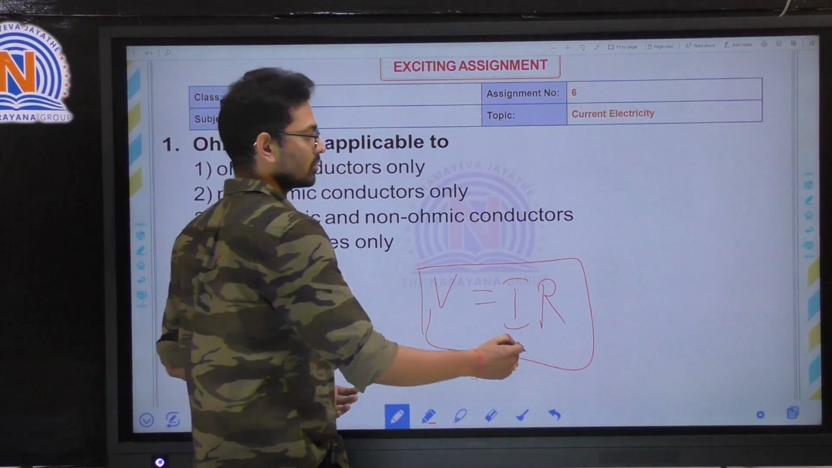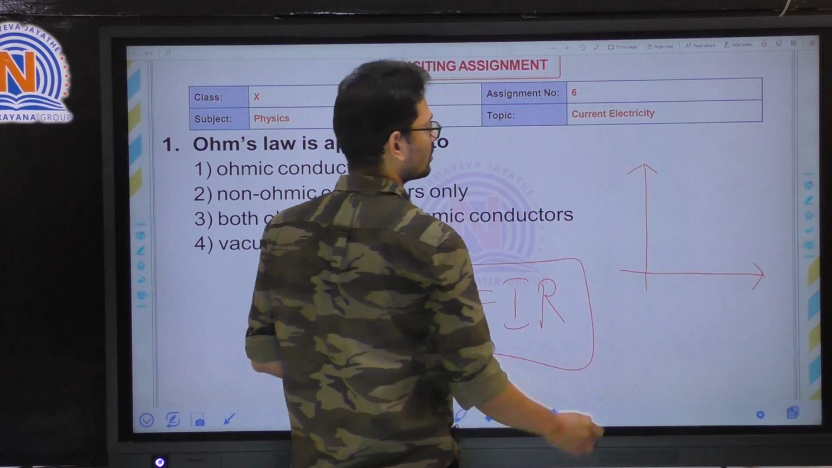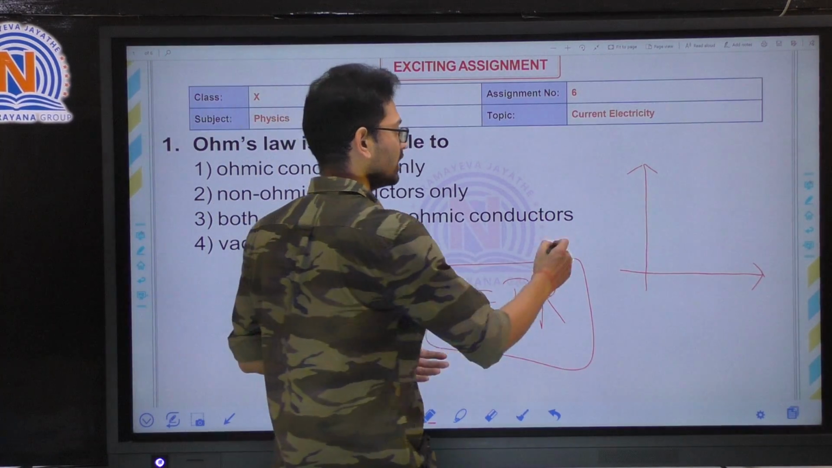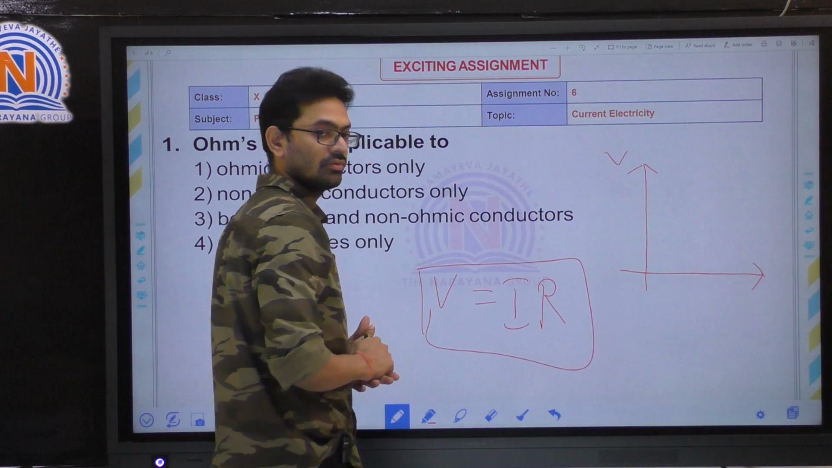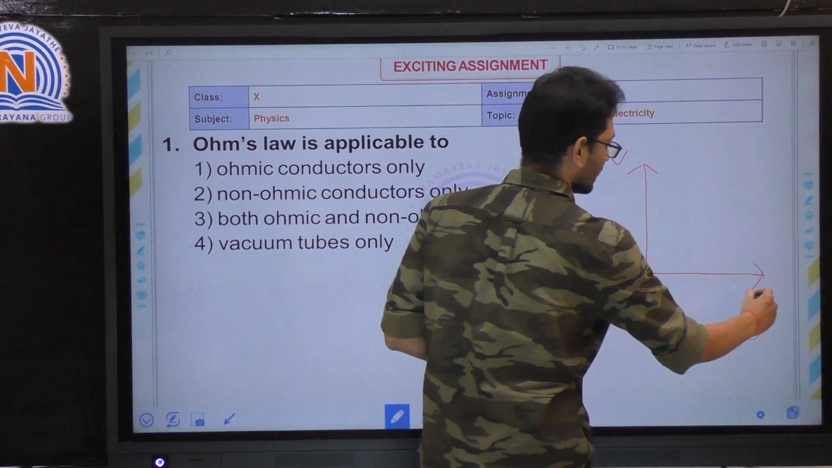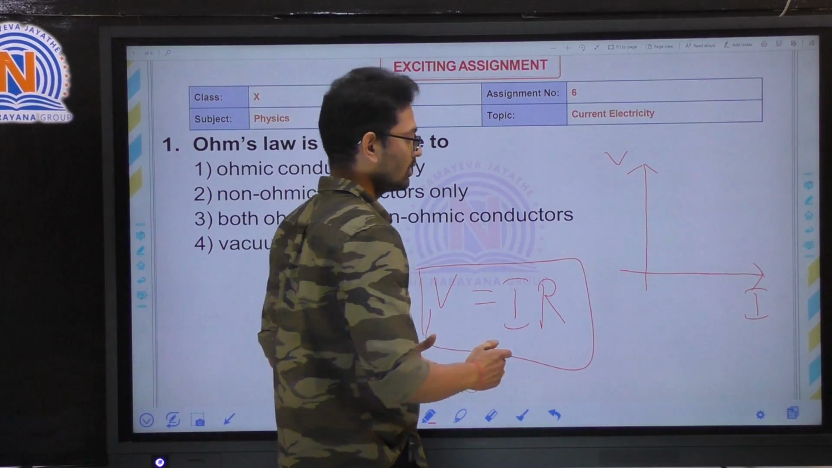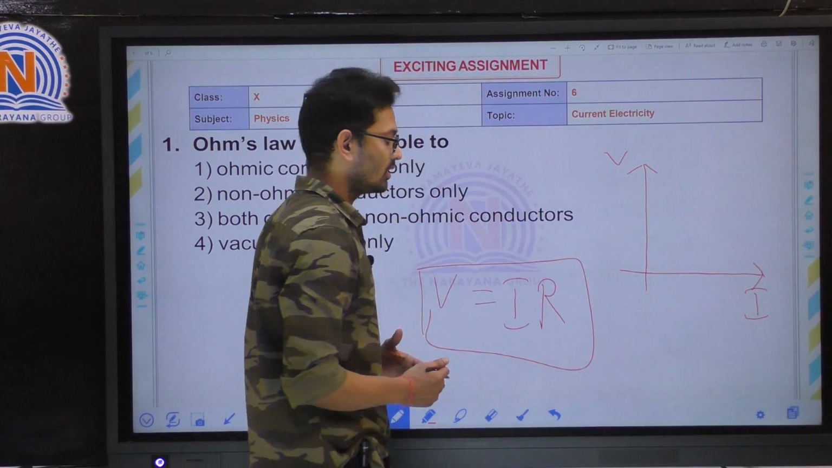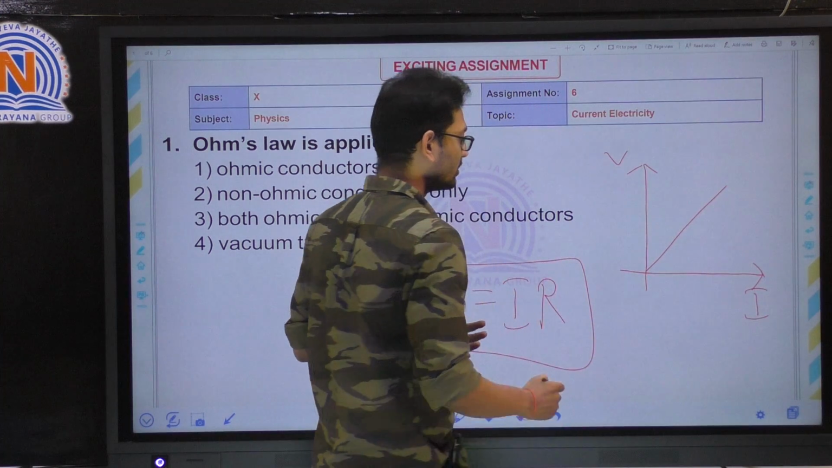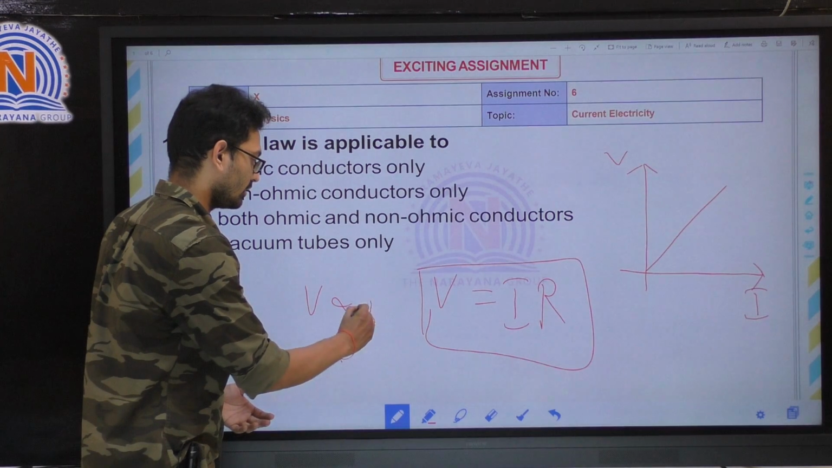Now this law is applicable for all the conductors. When you talk about the conductors, I am trying to explain it in the form of a graph. We have voltage, the dependent variable, on the y-axis, and current, the independent variable, on the x-axis. When you check this graph, you will have a linear graph. According to Ohm's law, V is directly proportional to I.